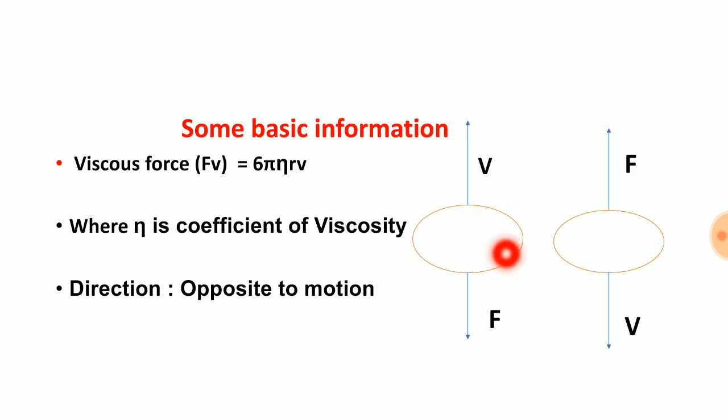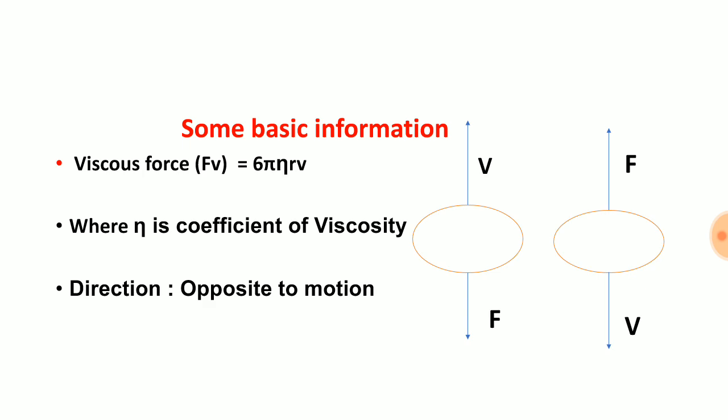Now another force is viscous force. Expression of viscous force is 6 pi eta r v. Viscous force is same like as friction. This is the friction or backward force or drag force of fluid. If object moves upward, the direction of viscous force will be downward. If object moves downward, the direction of viscous force will be upward. In this way, direction of viscous force is always opposite to motion.